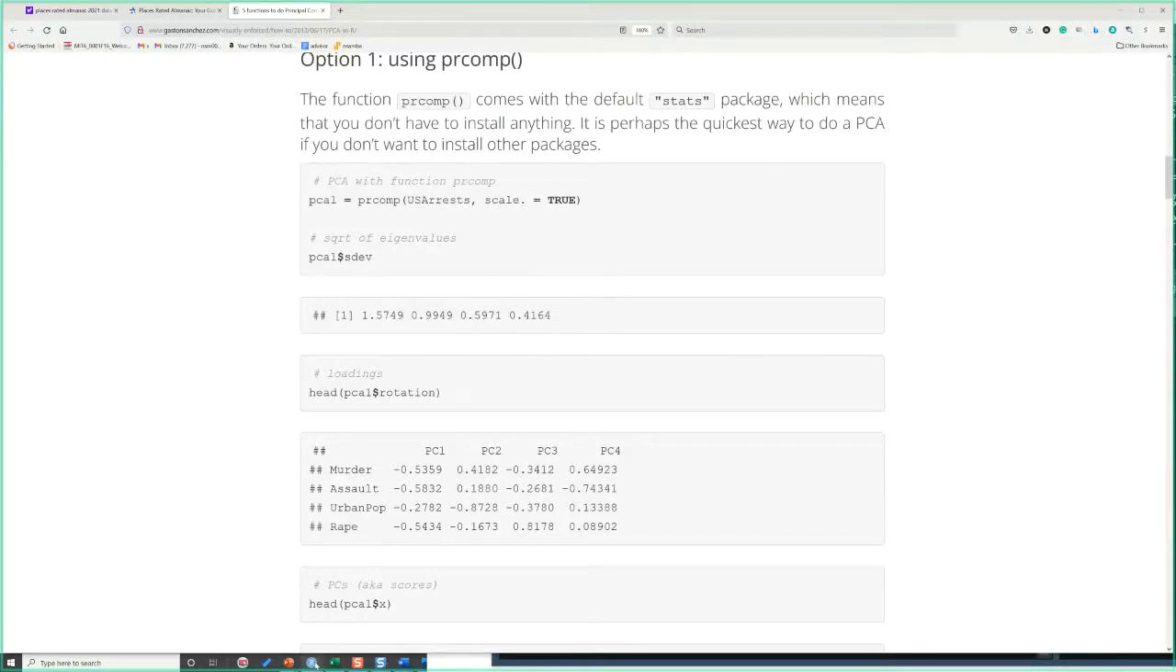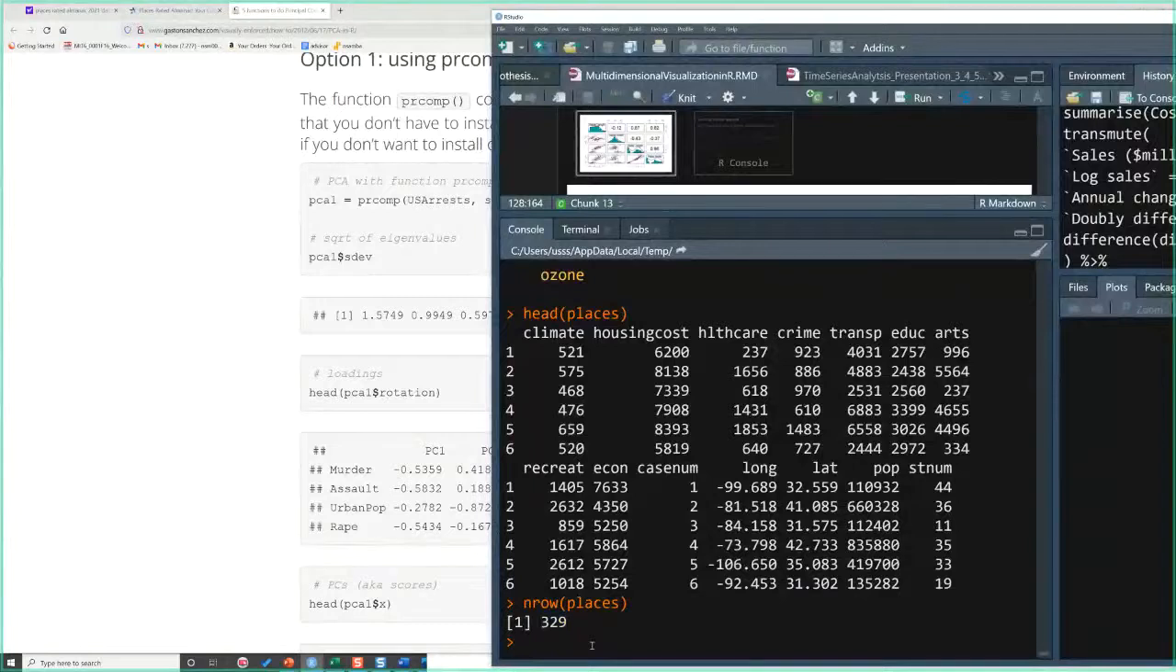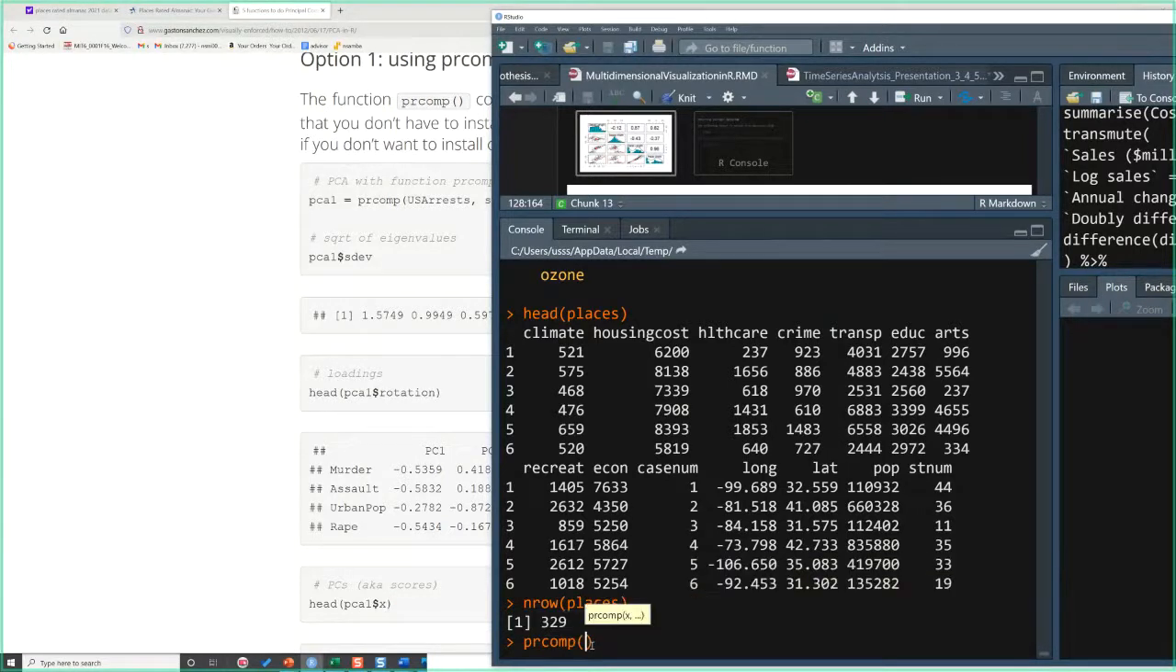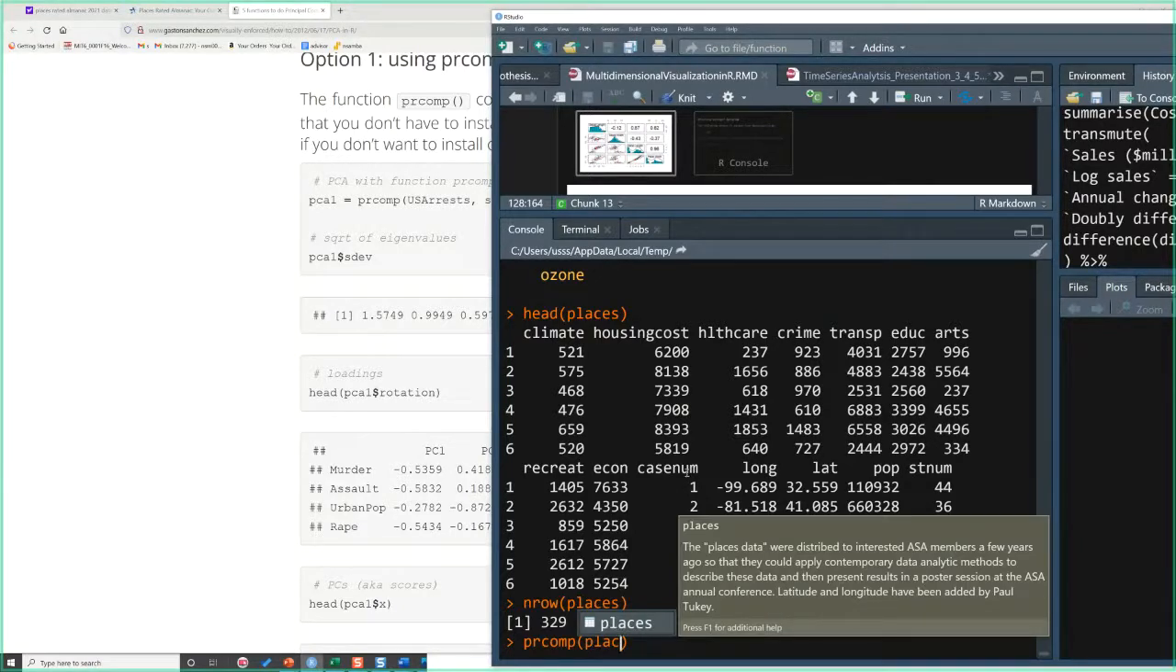Okay, so let's do this one. prcomp. See there, it's part of the stats package, the base package, so I don't have to load it in. With prcomp, you just have to put the name of the data. But remember, I don't want to put the place, I need to remove all these things: case number, longitude, latitude, path, state number. I need only the first line.